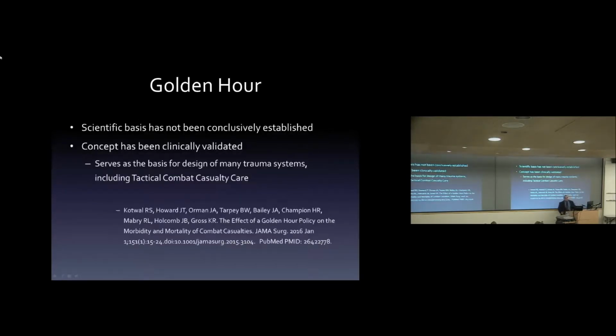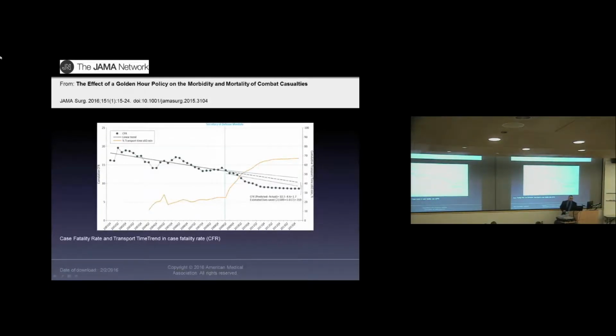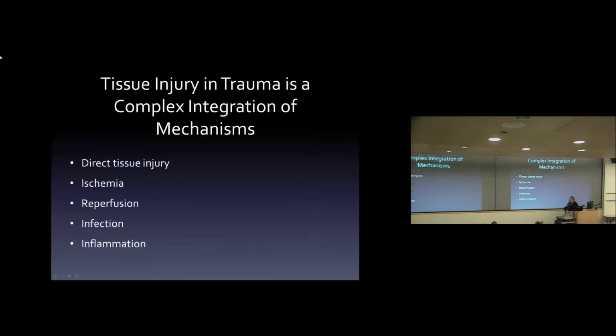Now, this concept of the golden hour has not been established on a scientific basis. We can't say what it is that's changed, per se. However, clinically, this concept has been validated and is actually the basis for the design of many trauma systems, including the one used by the military, the Tactical Combat Casualty Care. And this is a depiction of what happens. So we all understand that early intervention is best and actually affects long-term outcomes. Whereas late intervention, even if you are able to successfully restore physiology and stop hemorrhage and contain contamination, you still have worse outcomes. This is actually a demonstration.